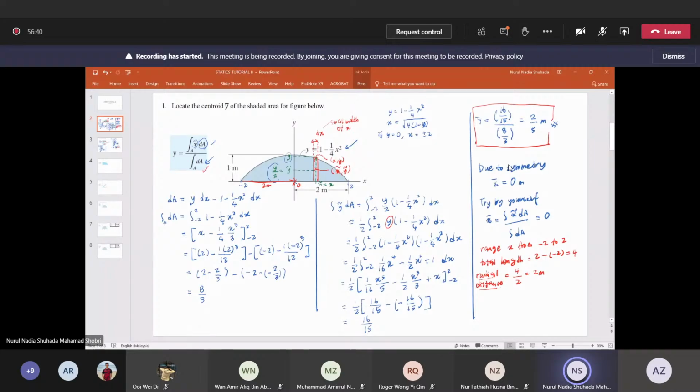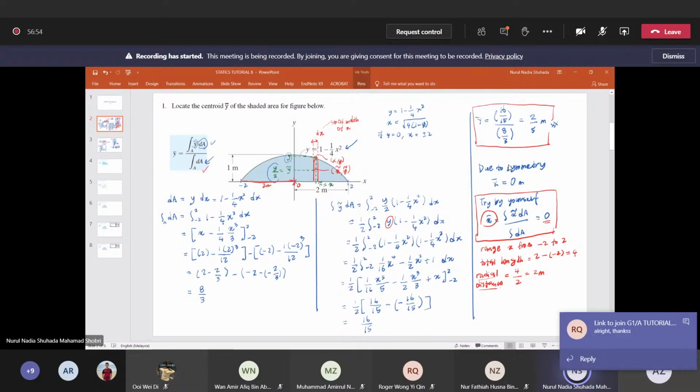Or the third way, you guys want to know, you guys can try this by yourself. You guys can use the equation to find the value of x. You will also get 0. I hope that clears things up.